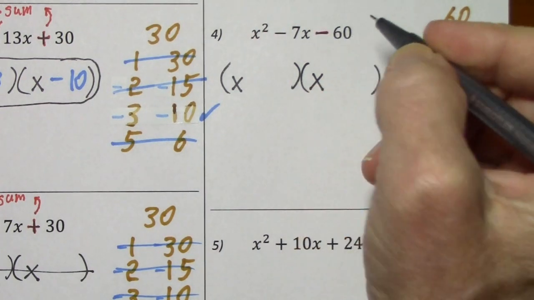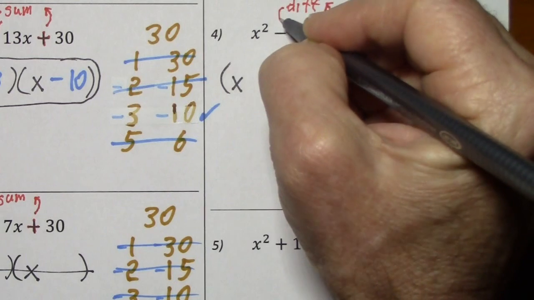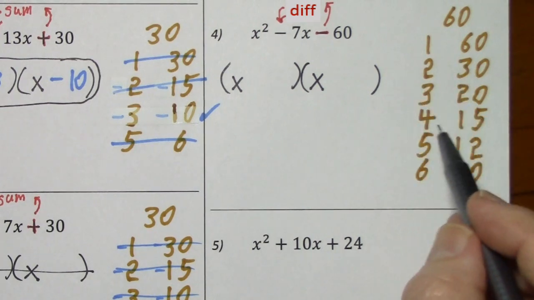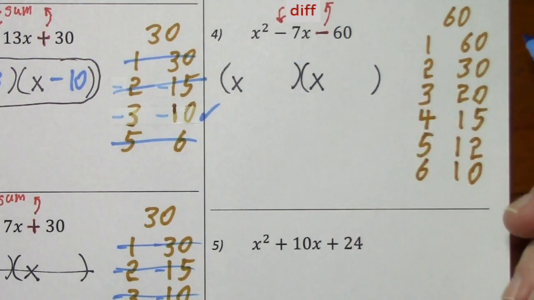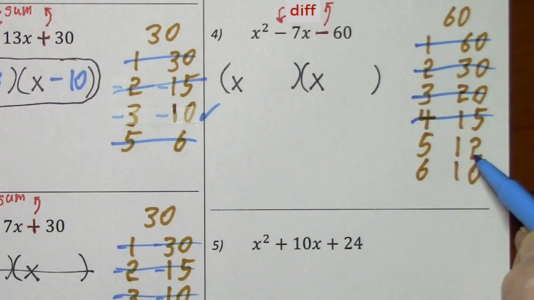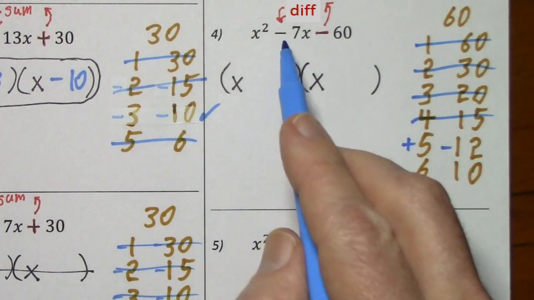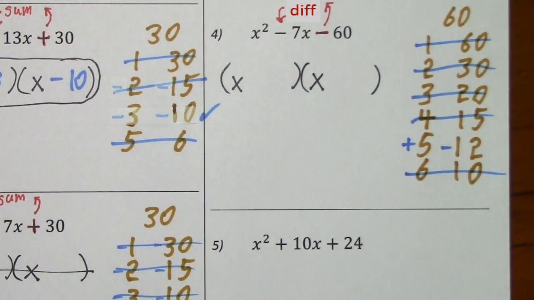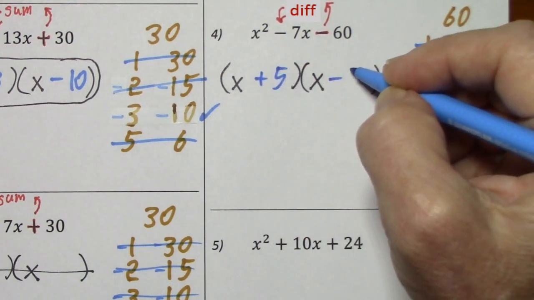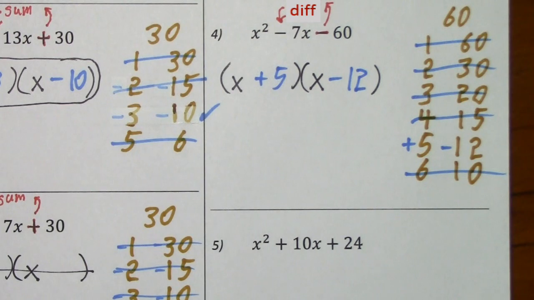Looking at the sign of the last term, since it's negative, we want a difference, and we want to end up with a negative 7. So these signs have to be different. So if we're trying to subtract and get negative 7, that won't work, that won't, here. Negative 12, positive 5, that would give us our negative 7. These two can't help us. So we simply plug in positive 5, negative 12, and we have the factored form of our original trinomial.